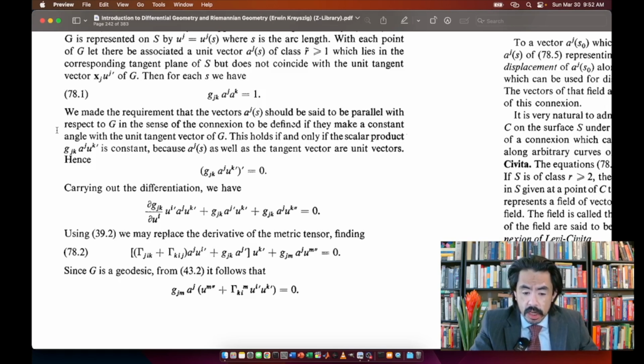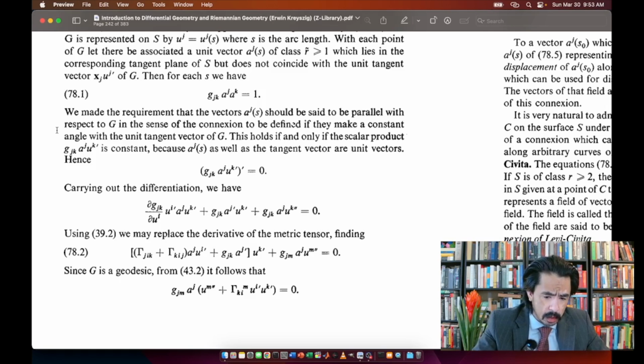Carrying out the differentiation, we have partial g sub jk over partial u superscript i times u superscript i prime times a superscript j times u superscript k prime plus g sub jk times a superscript j prime times u superscript k prime plus g sub jk times a superscript j times u superscript k double prime is equal to 0.